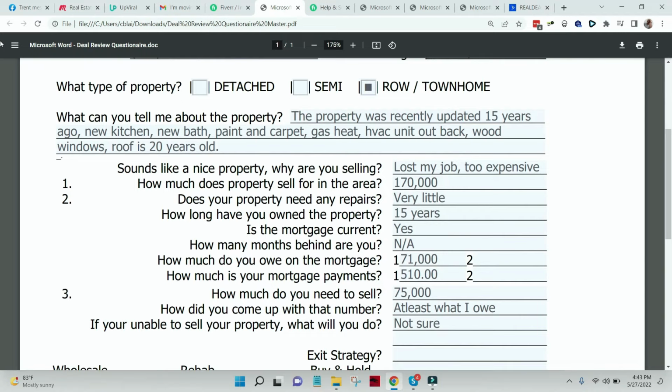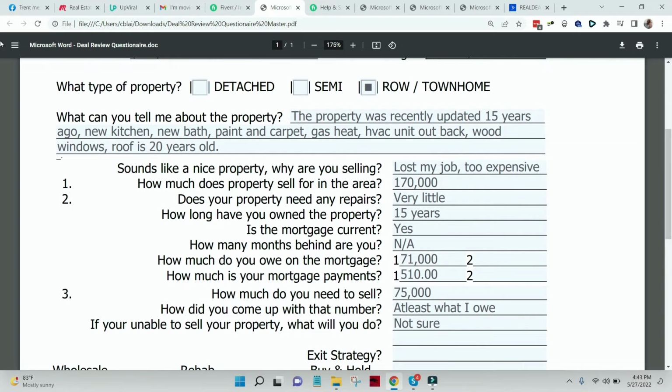The next question, is the mortgage current or not? Now, self-explanatory. I want to know if the mortgage is current, if they're behind on their mortgage. Is this a pre-foreclosure? Has the bank sent any notice if the property is not current on their mortgage? What's going on with this property? That's the reason why I'm asking that question.